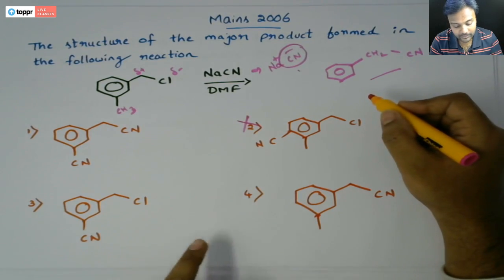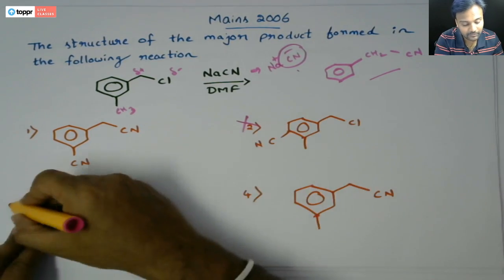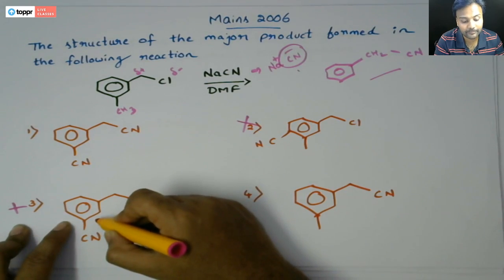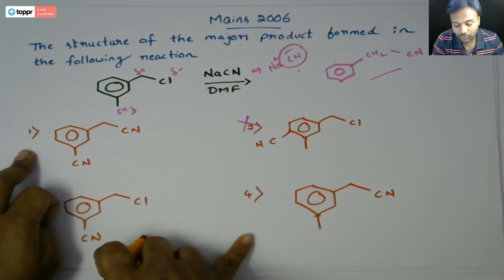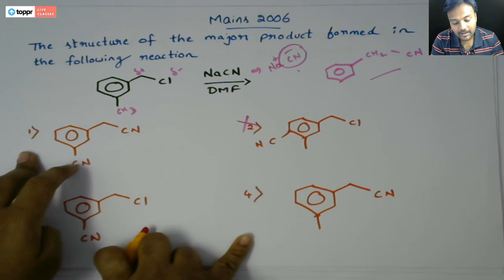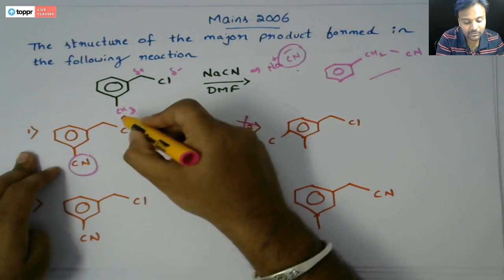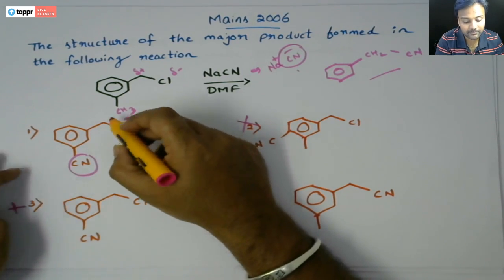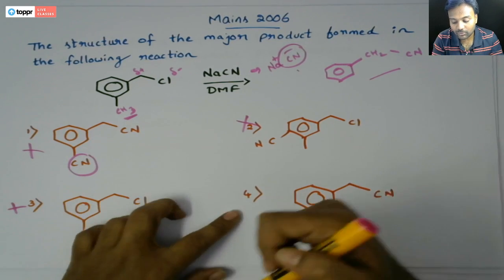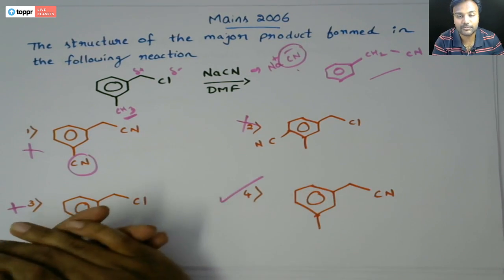And look at the fourth one or third one. Even the third one can be eliminated because the nucleophile is attacking another nucleophile. Among 1 and 4, here there is presence of CH2CN and they are replacing this CN also. But CH3 cannot be replaced. So even this cannot be possible. The only possible option over here is option 4.